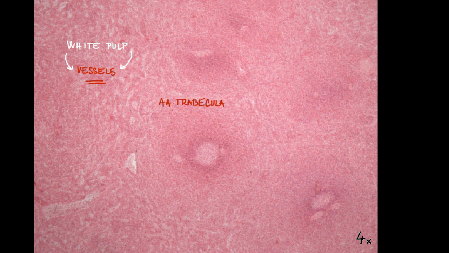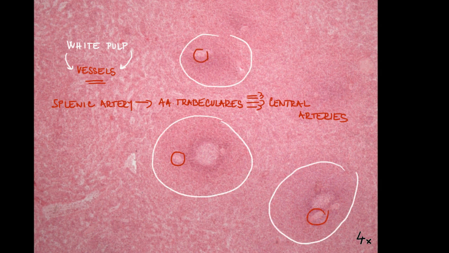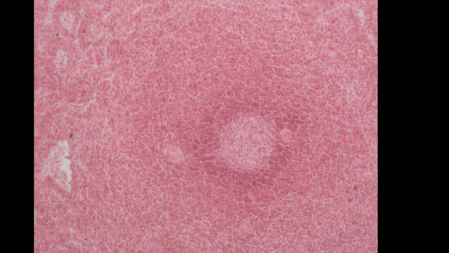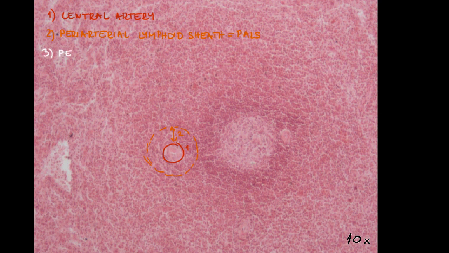The already mentioned trabecular arteries that originate from the splenic artery branch into several arteries called central arteries. Although they are called central, they do not pass through the center of the white pulp. We differentiate several parts in the white pulp. The one located near the central artery is called the periarterial lymphoid sheath, and the peripheral white pulp is composed of the marginal zone of the white pulp and the lymphatic follicles.